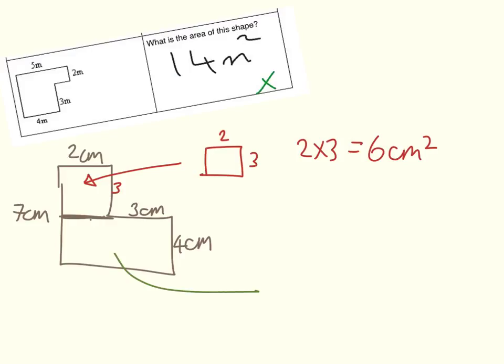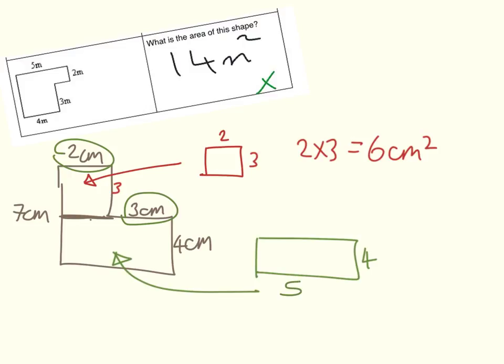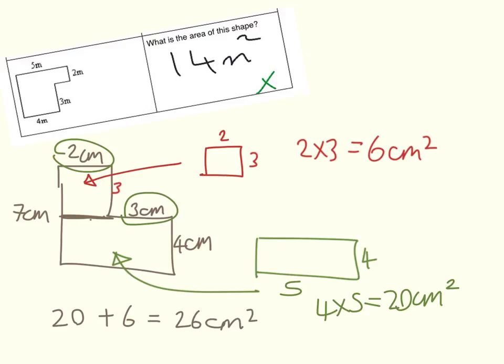This one here, again in a similar way, we know that that's 4, but we don't immediately know that length there because we've got a 3 there and a 7 up there. But this length here is going to be the same as that one plus that one. So that length there must be 5. So it's 4 times 5 equals 20 centimetres squared. So altogether the area of the whole shape is 20 plus 6 is 26 centimetres squared.